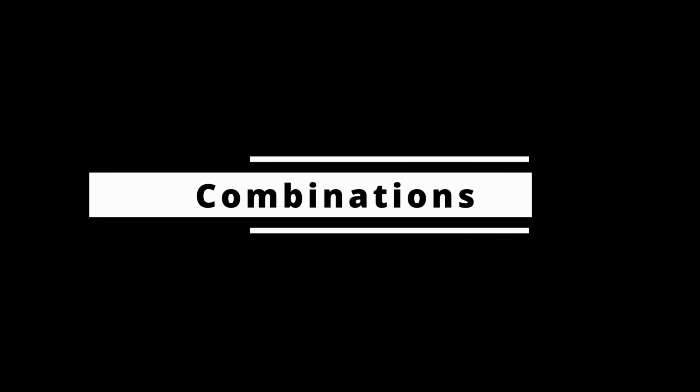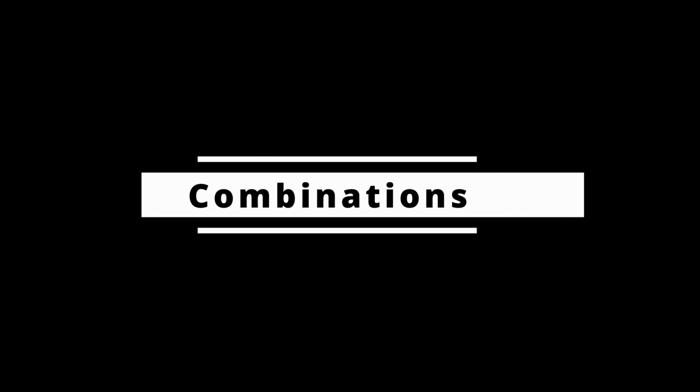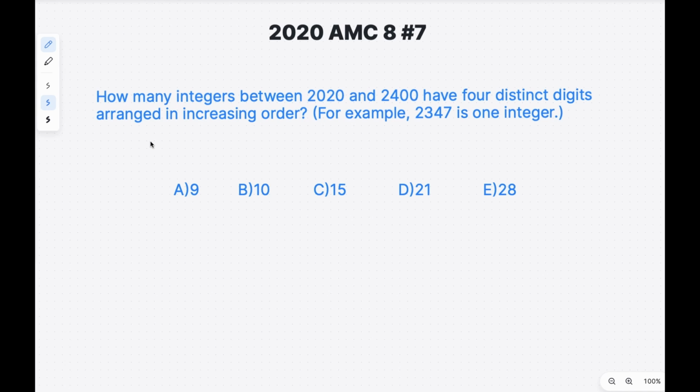This video will talk about how to use combinations and what they are. It's another very important function in math. But first, let's look at the problem. How many integers between 2020 and 2400 have 4 distinct digits arranged in increasing order?